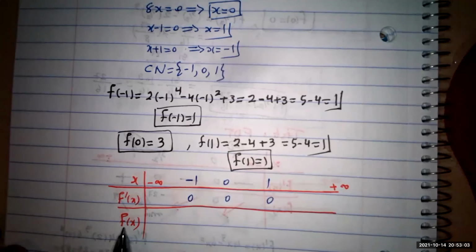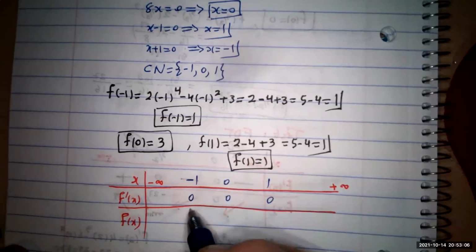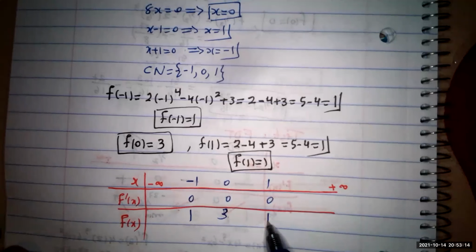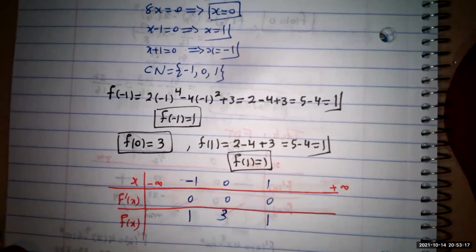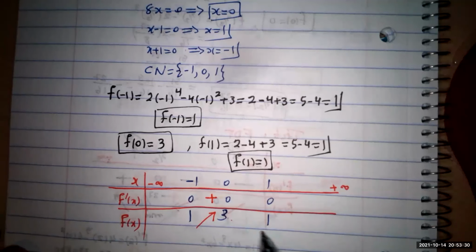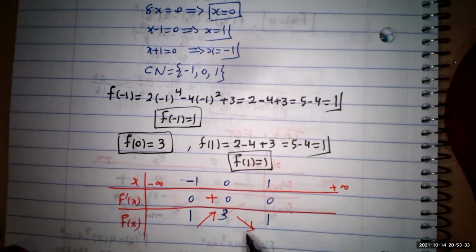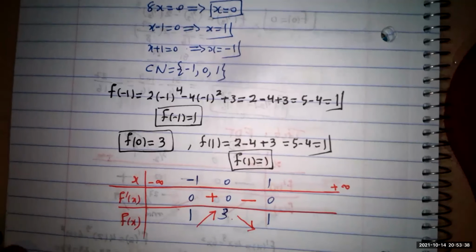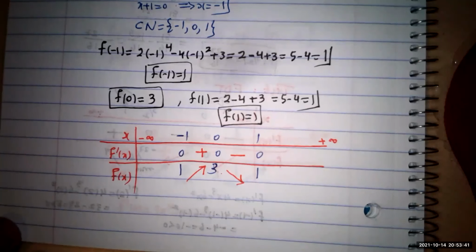F of x would be helpful. Okay, negative 1, f of negative 1 is 1. F of 0 is 3. F of 1 is 1. So you can compare these numbers to get the direction as much as you can. From 1, you go to 3, that's increase. So that's a positive. From 3, you go to 1, this is decrease. That's a negative. So you have to check only 2 numbers. Okay, that would be helpful to get this short form if you like.